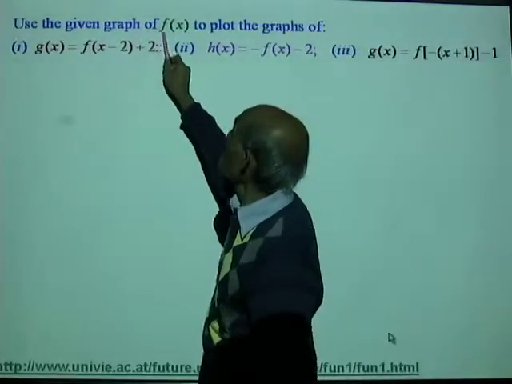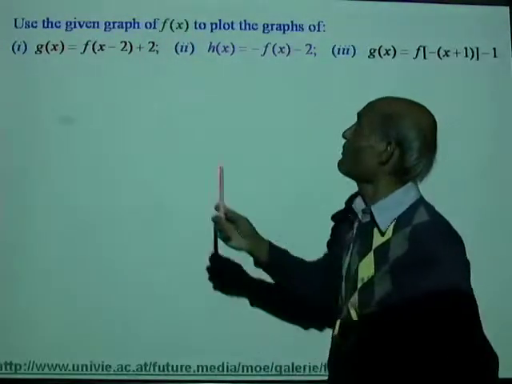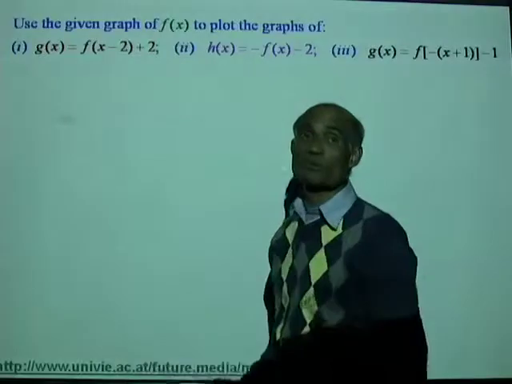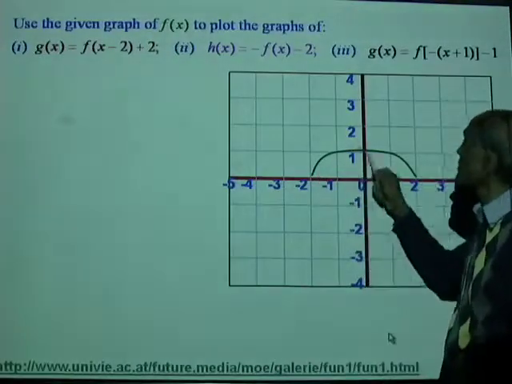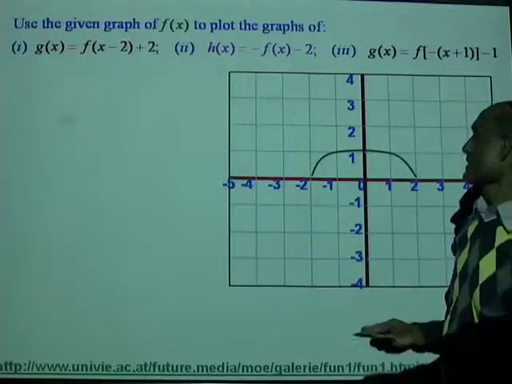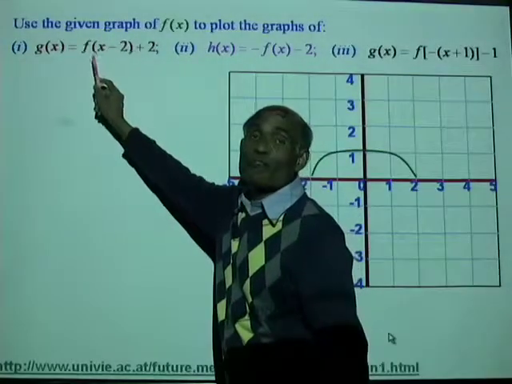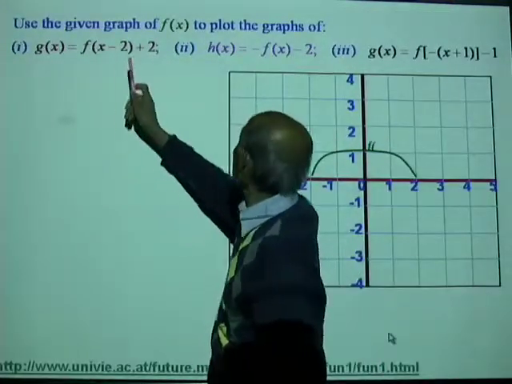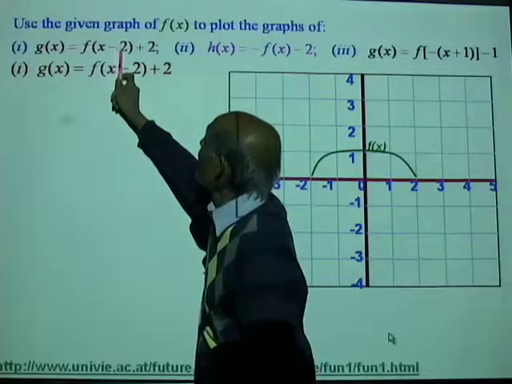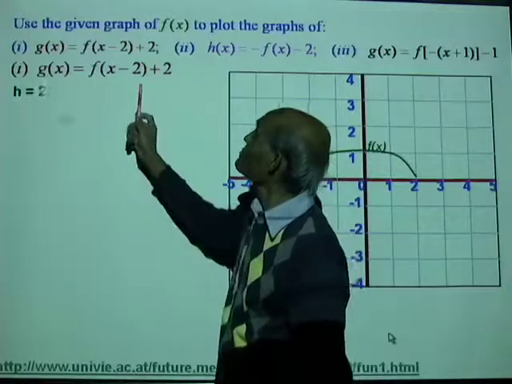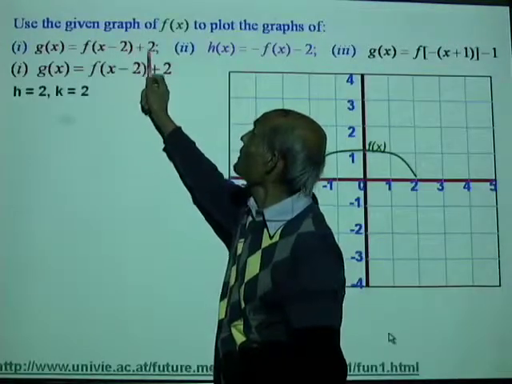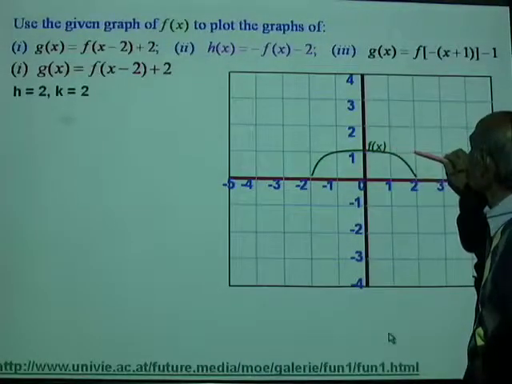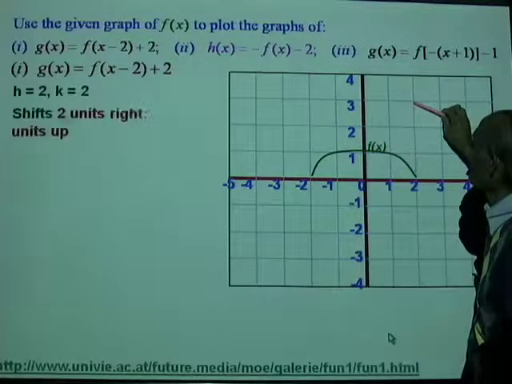Okay, use the given graph of f of x to plot the graph of g of x equal to f of (x minus 2) plus 2. Alright, let's look at the given graph. Now here is the given graph of f of x. How would you draw the graph of f of (x minus 2) plus 2? Well, in order to do this, you've got to identify your h and k. What is your h there? H is positive 2 and k is positive 2. That means this will now shift 2 units to the right and 2 units up.